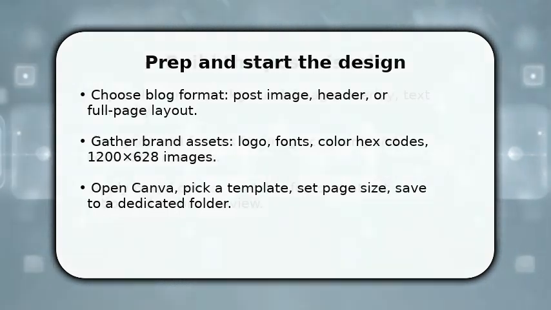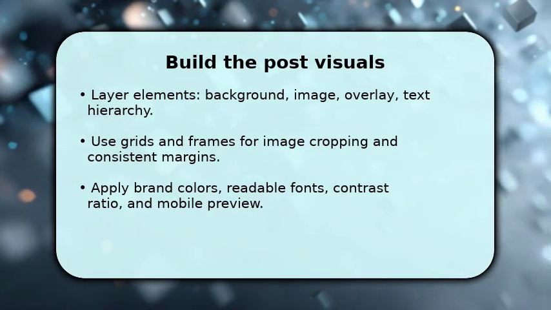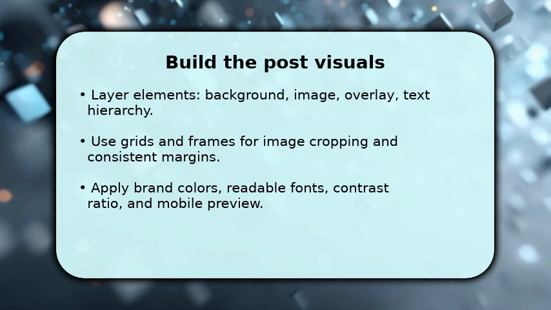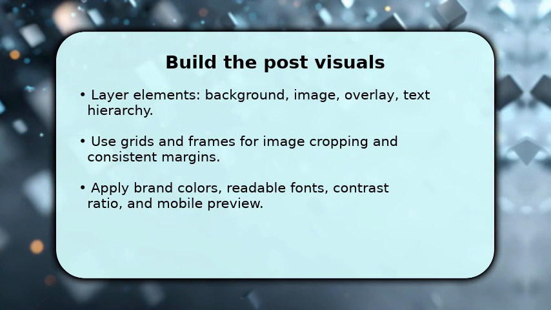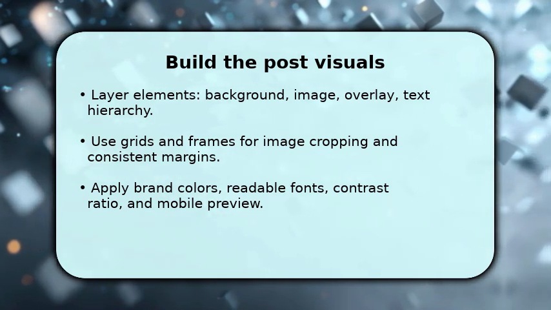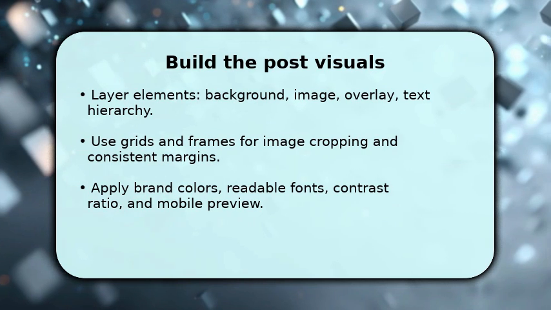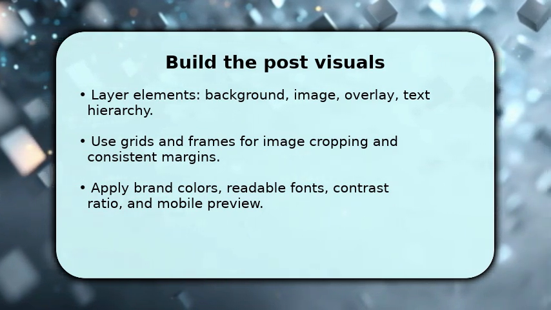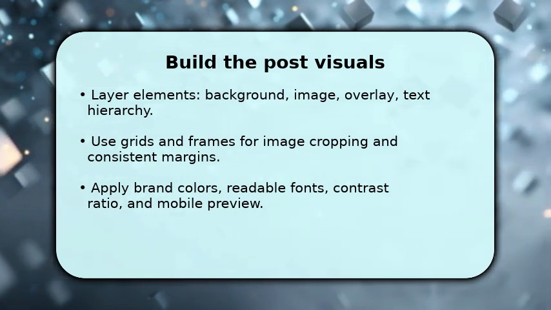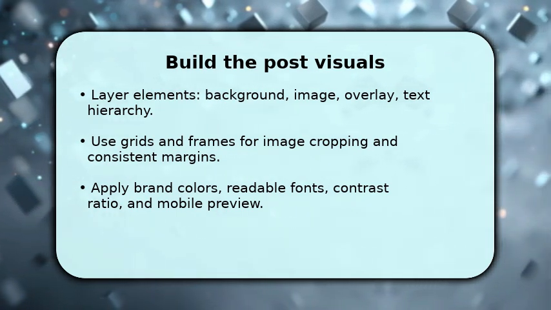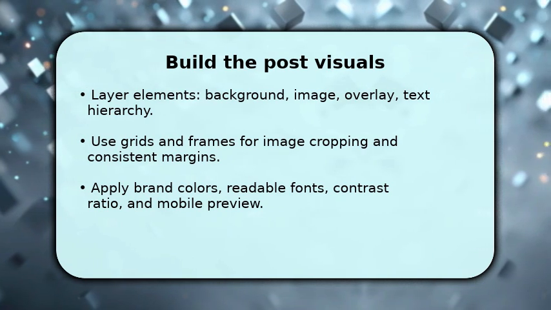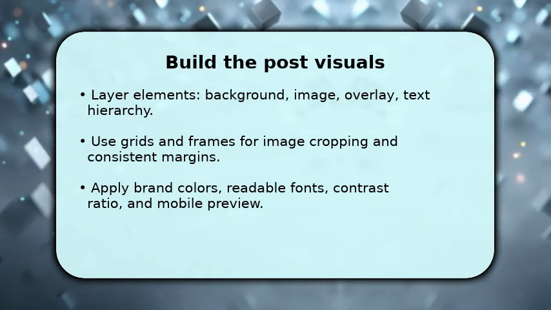You now construct the actual visual. Place a high-quality image in a frame, add an overlay to boost text contrast, and establish a clear text hierarchy with headings, subheadings, and CTA. While doing this, use Canva grids to ensure consistent margins and alignment, then preview at mobile size to confirm readability. Make sure to lock background layers, group related items, and duplicate the page to create variations for A/B testing later.